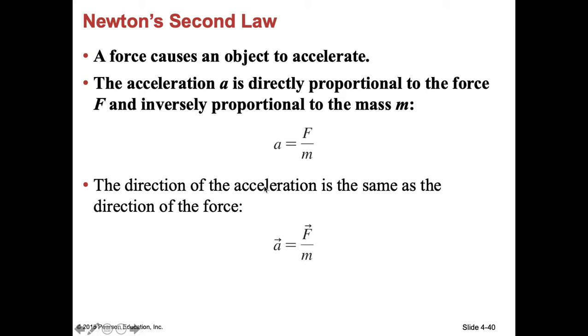Now, Newton didn't quite write it that way. He actually didn't give the inversely proportional to the mass. He basically said that acceleration is proportional to force, and the constant of proportionality is 1 over the mass. That's pretty much how Newton stated it in Principia Mathematica.